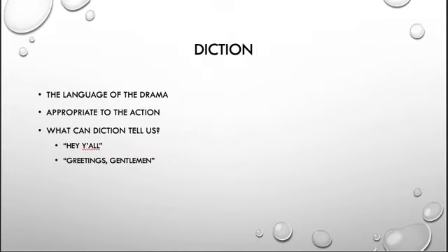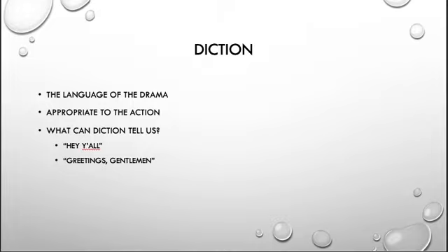Okay, next is diction. This is the language of the drama, and it must be appropriate to the action. But what's interesting is diction can tell us quite a lot, okay? There's obviously quite a bit of difference between saying, "Hey, y'all," and "Greetings, gentlemen." They mean the same thing, essentially, but they're said in very different ways. So diction is really the way we speak, or the way the words are put together in a play.